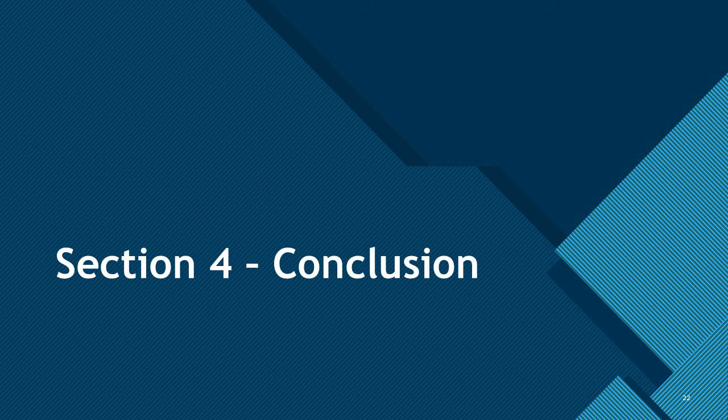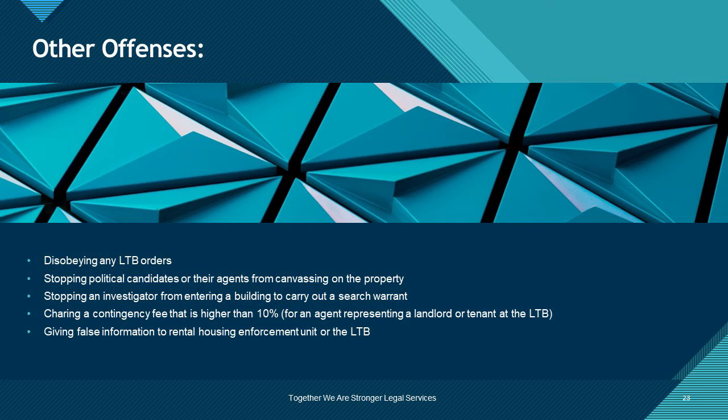In the final section of this video, we will be discussing some final notes of importance. Some miscellaneous offenses to keep in mind are disobeying an LTB order requiring you to do specific repairs or stop doing certain things, to stop political candidates or their agents from canvassing on the property, to stop an investigator from entering a building to carry out a search warrant, for an agent representing a landlord or tenant at the LTB to charge a contingency fee that is higher than 10%, and finally, giving false information to a rental housing enforcement unit for the Landlord and Tenant Board.